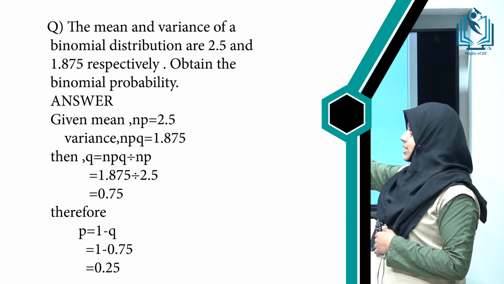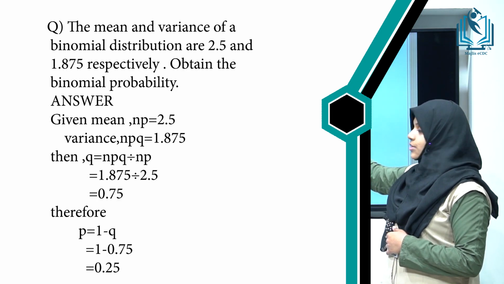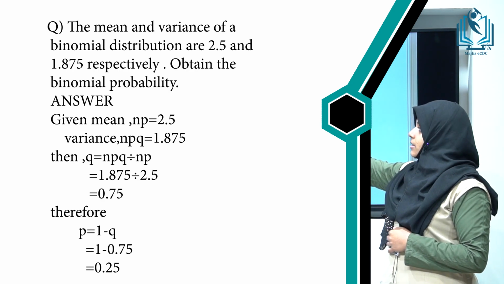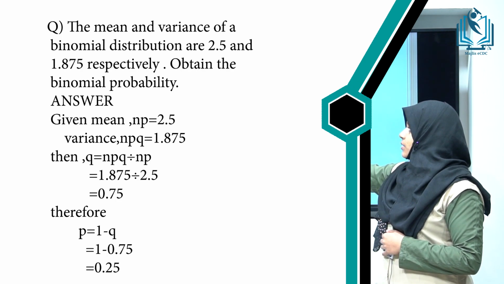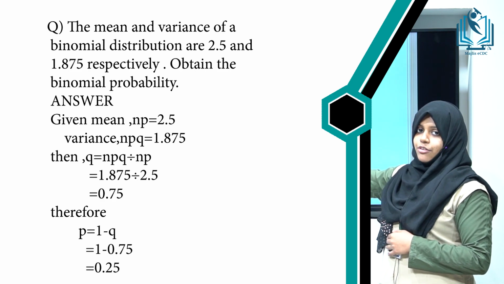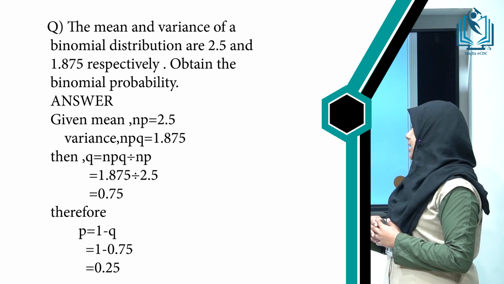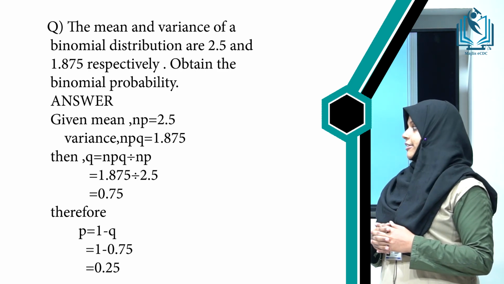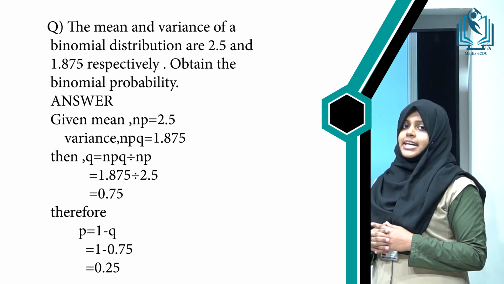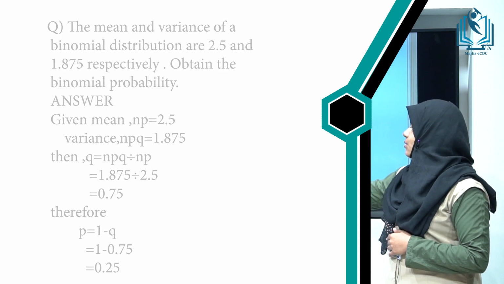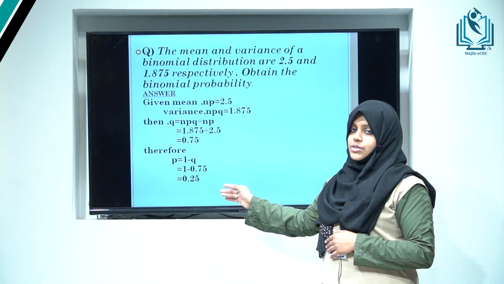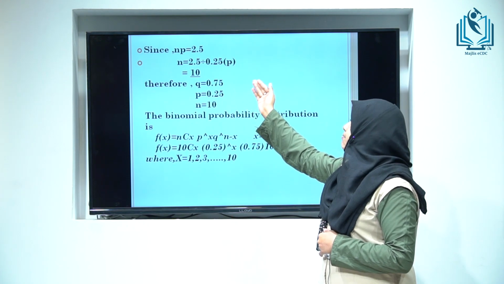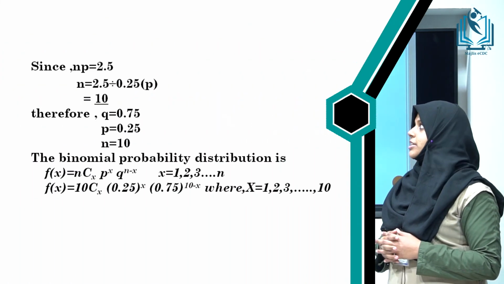Given mean equals np equals 2.5 and variance equals npq equals 1.875. We want to obtain the values of n, p and q. So the values of mean and variance are given, then q equals npq divided by np. We know the value of npq equals 1.875 and the value of mean np equals 2.5. So 1.875 divided by 2.5 equals 0.75. And we know that p plus q equals 1, satisfying the equation of binomial distribution. So p equals 1 minus q, and the value of q equals 0.75. So p equals 0.25.